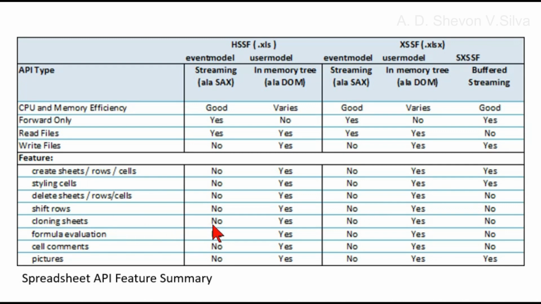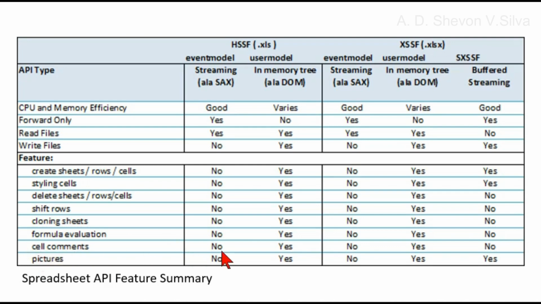Cloning sheets: the event model in HSSF is no, and in the user model in HSSF is yes, and in the event model in XSSF it is no, and the user model yes, and SXSSF is no. Formula evaluation: in the event model in HSSF it is no, and the user model yes, and the event model in XSSF is no, and the user model yes, and SXSSF is no.